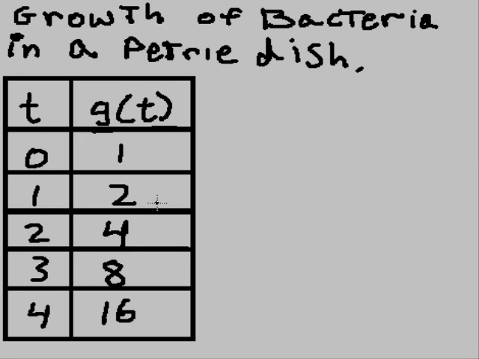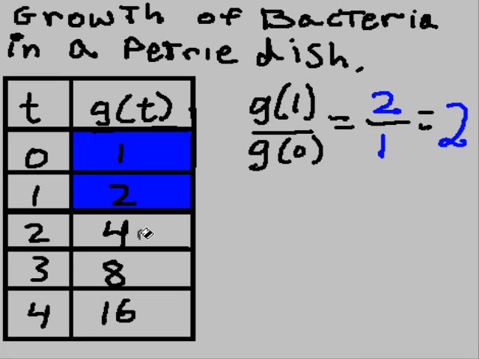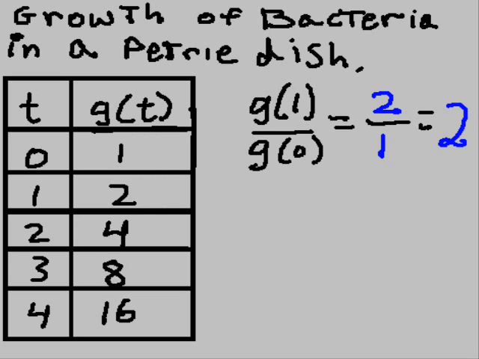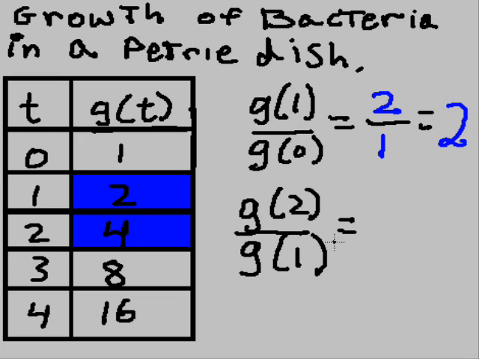First thing I do is compare this guy to this guy. So G of 1 over the guy before him, G of 0, which is equal to G of 1 is 2 over G of 0, that's 1, and that's equal to 2. Now we're going to compare the next two guys. G of 2 over G of 1. And what does that give us? 4 over 2, which is equal to 2.